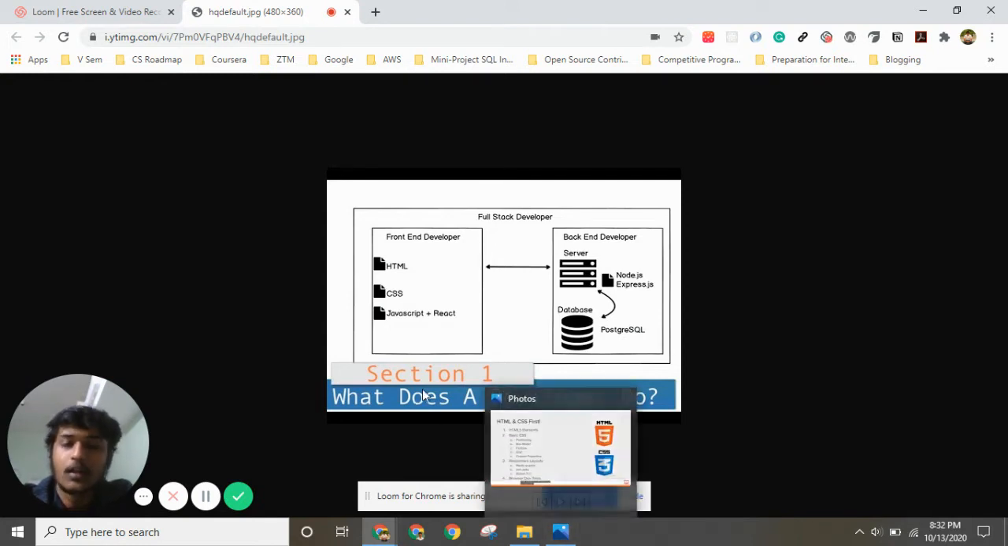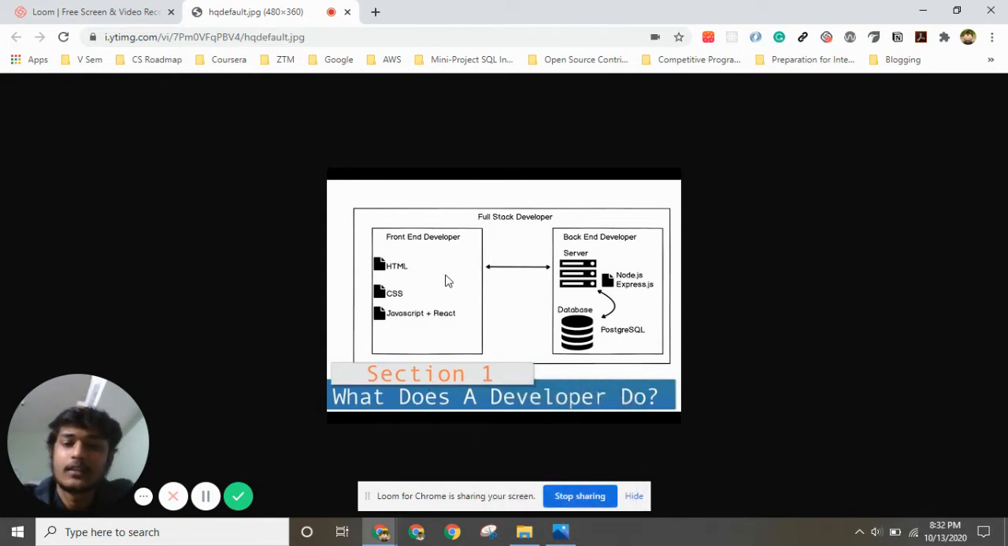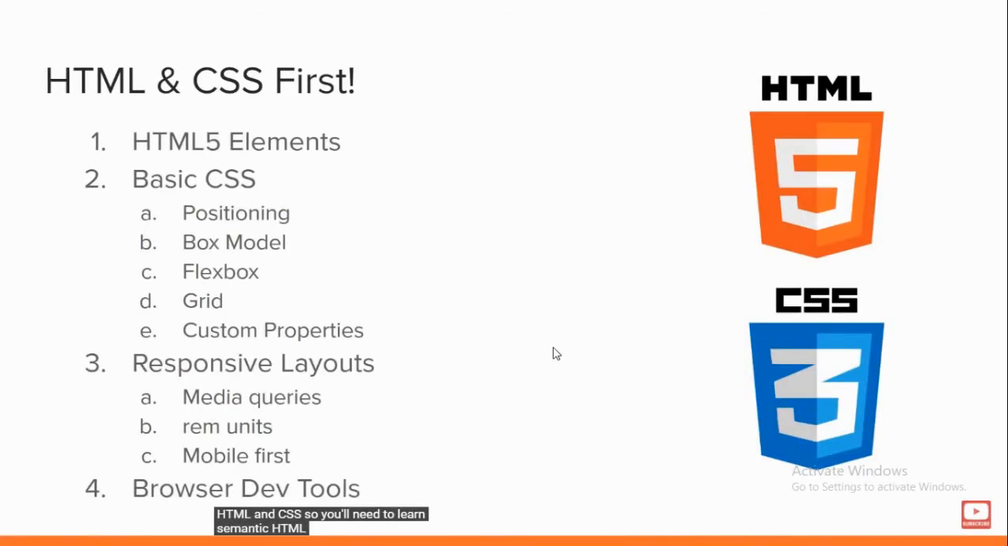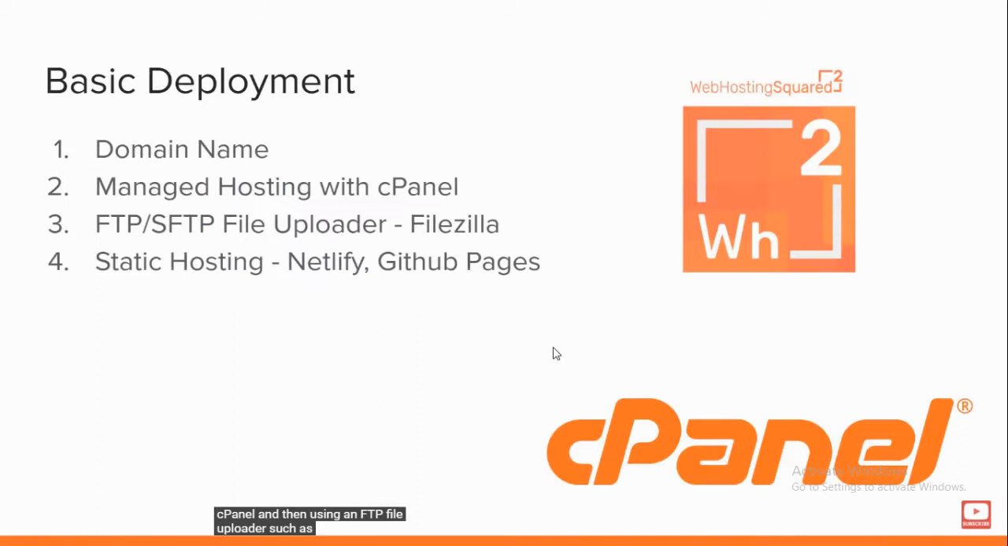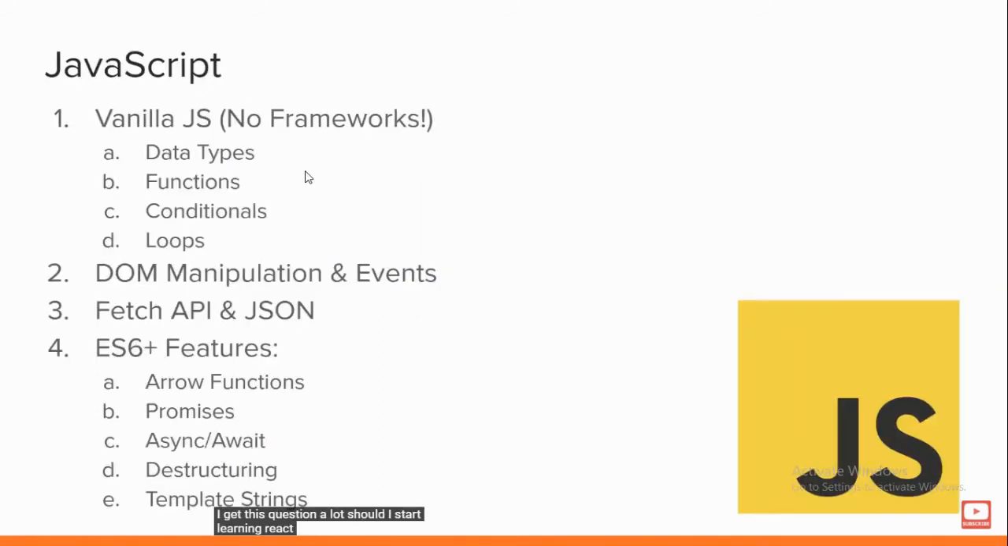And later, we have covered HTML and CSS, right? Later we need to learn vanilla JavaScript. Vanilla JavaScript is nothing but plain JavaScript where we use no frameworks, no libraries. The topics we need to cover in vanilla JavaScript are data types, functions, conditional loops.